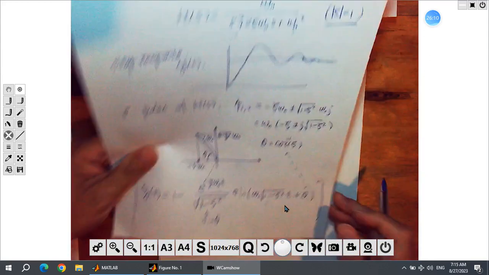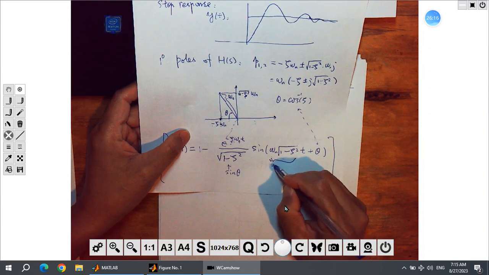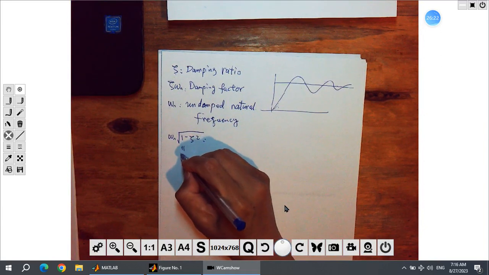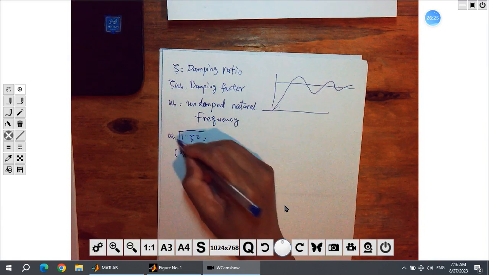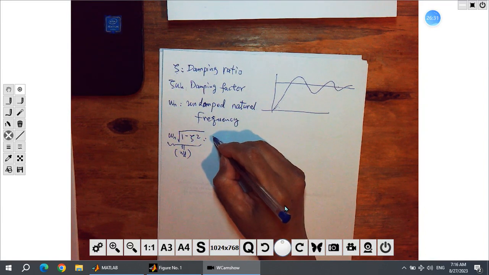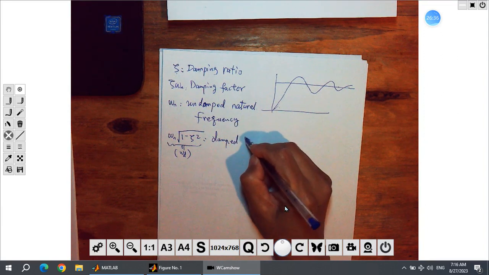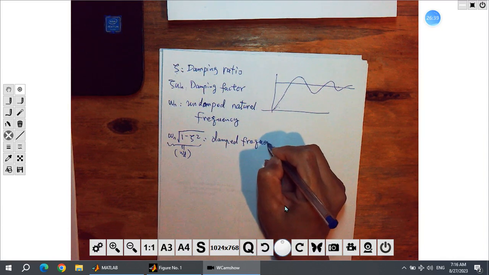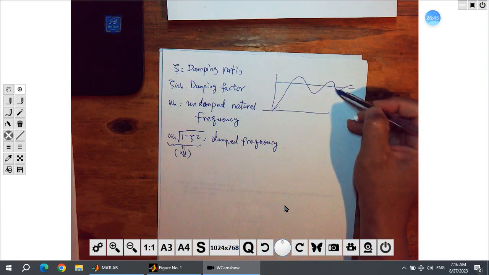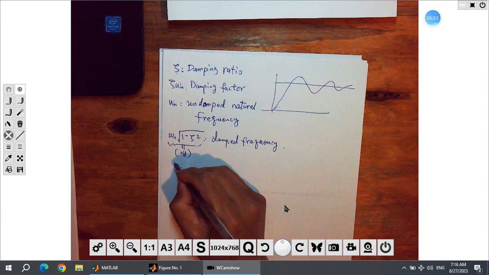Okay? This one, we can also denote as just one letter, omega d. Yeah, we can denote this as omega d. This is a damped frequency, right? That is undamped, this is damped. This is really a frequency. So this is a sine wave, but the amplitude is damping, smaller and smaller, decreasing. Okay, we have some names.